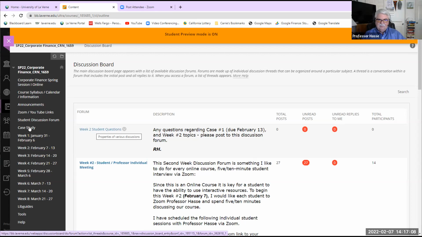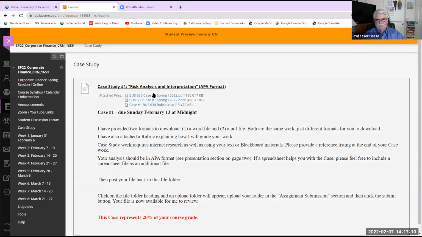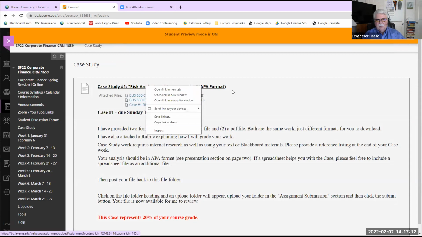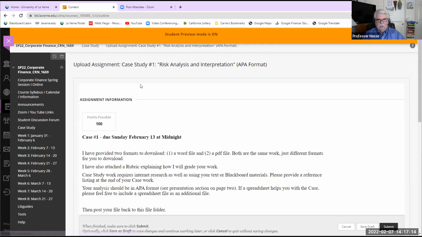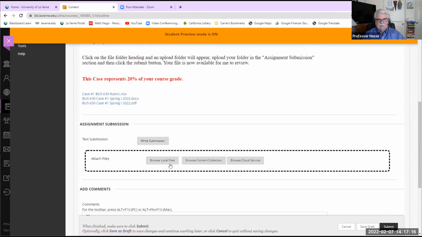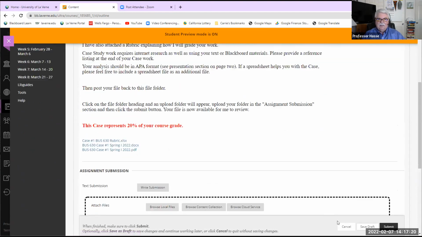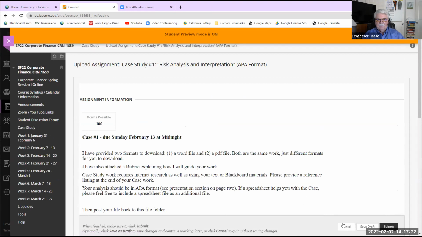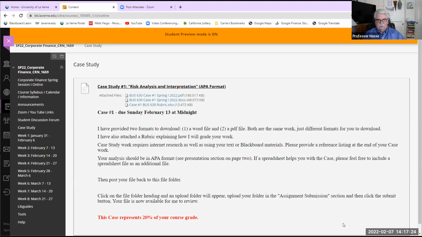So again, the case study file folder, all you do is right-click this file folder, click on the file folder, and you will upload your file for the paper to this file folder, hit submit, and now I have it to grade. If you have any questions or concerns about how we're doing this, you know where to find me. But again, no extensions. This work is due Sunday, February 13th at midnight.